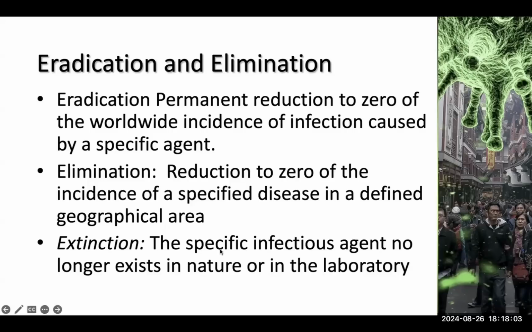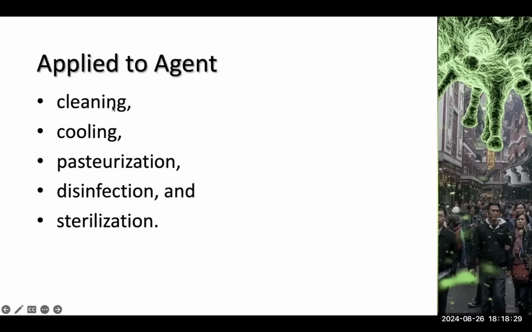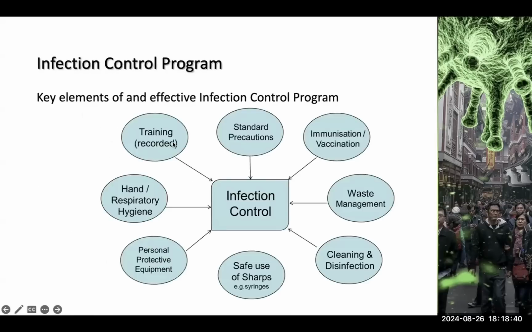Okay. Extinction, the specific infectious agent no longer exists in nature or in the laboratory. Okay. For eradication, smallpox, in the family of monkeypox, has been eradicated but not extinct. Okay, the reason why it is not extinct is because smallpox can still be seen in level 4 laboratories in the world. Okay, so still present. Okay. Control measures applied to agents include cleaning, cooling, pasteurization, disinfection, and sterilization.